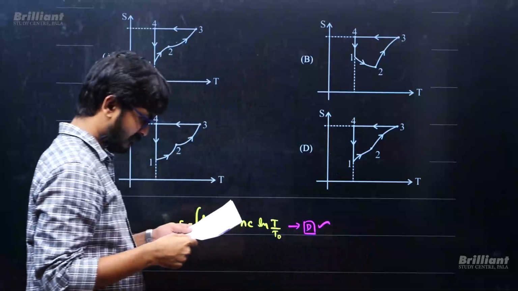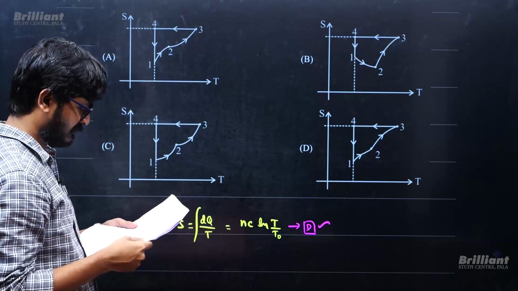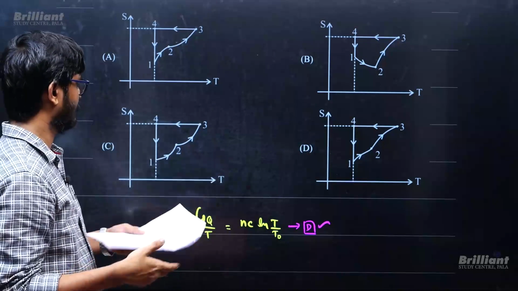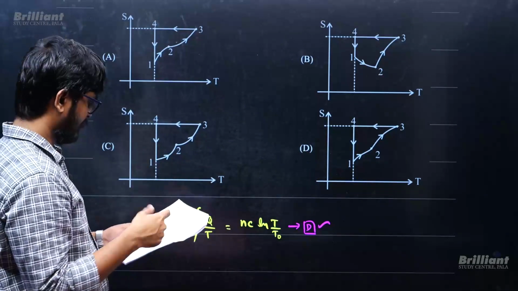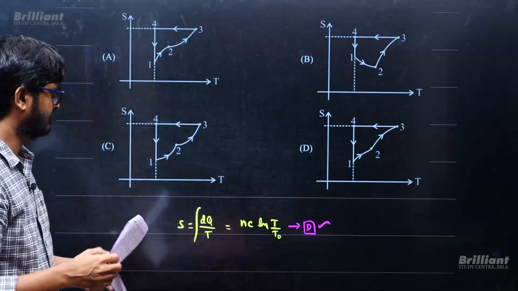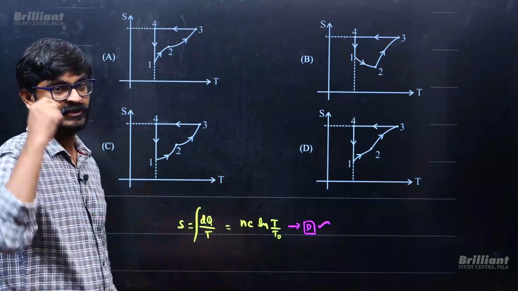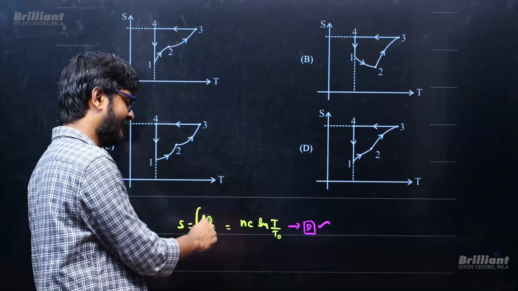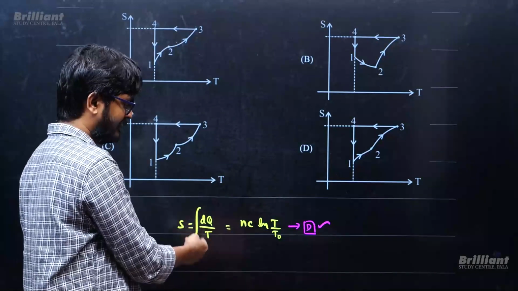Now 1 to 4, what is 1 to 4? Isothermal, and dq is negative, so entropy is reducing. Now 1 to 2 is a constant pressure process and 2 to 3 is a constant volume process. If it is constant pressure, dq is nCp dT. If it is constant volume, it is nCv dT. So no matter what the process, it will turn out to be of the form nC dT. When you integrate, you will get nC log T by initial temperature.